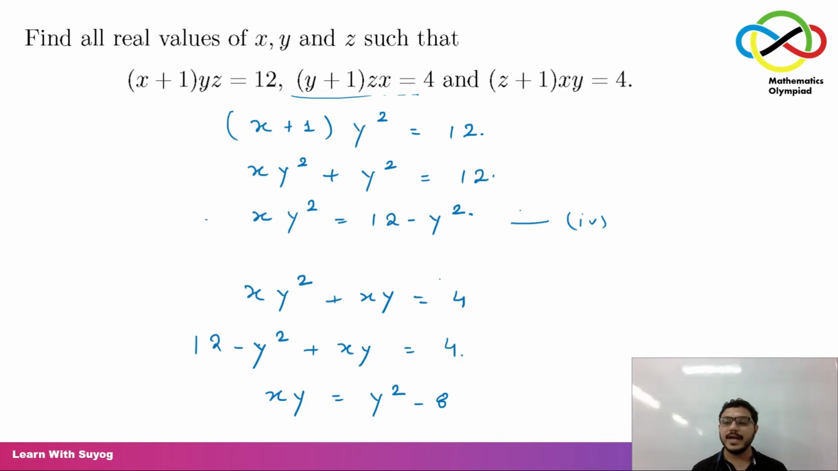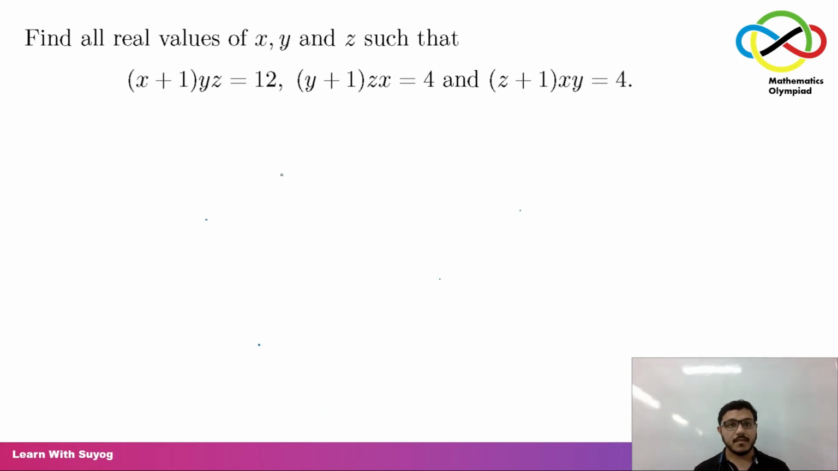So what we can do further is multiply by y on the left hand side and right hand side of the equation. When we do that, we get xy² equal to y³ - 8y.